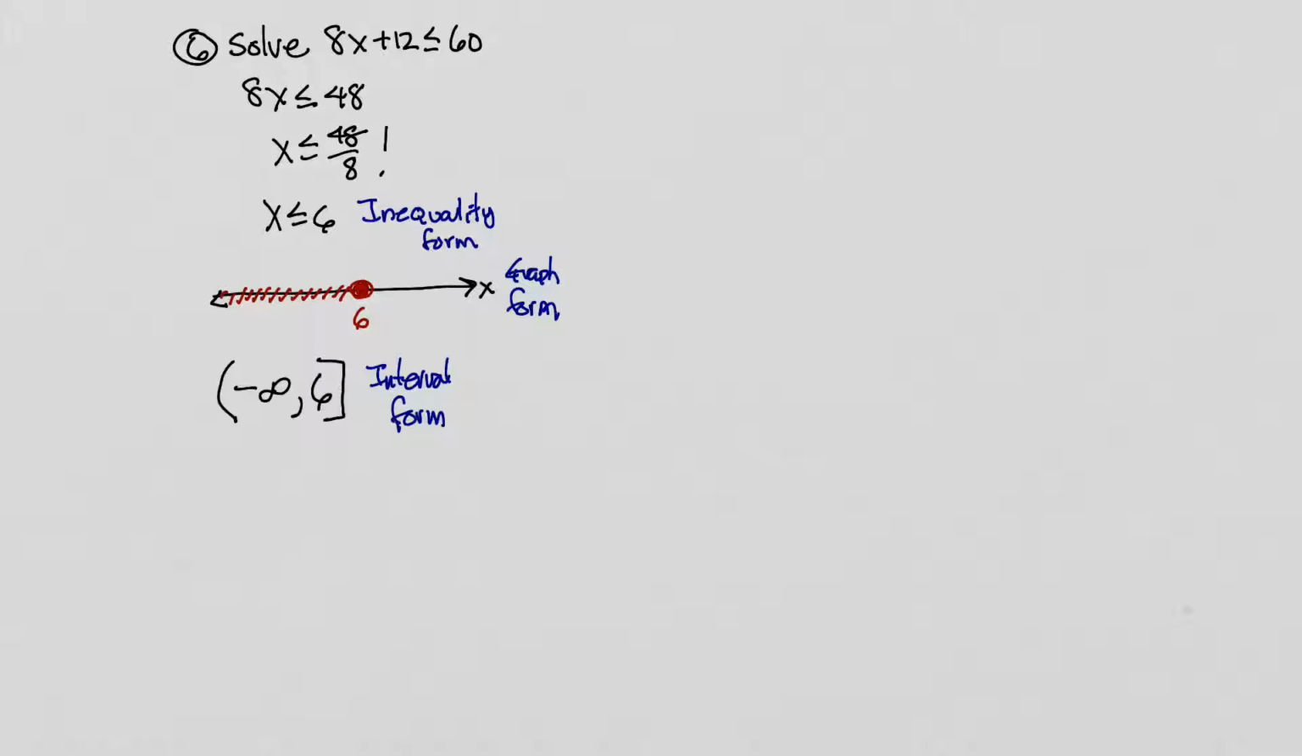So we've got all three forms here. We've got the interval form, we've got the inequality form, we've got the graph form. And the problem asks us to write this in interval form, so we're going to declare now that this is our solution. That's the right form.